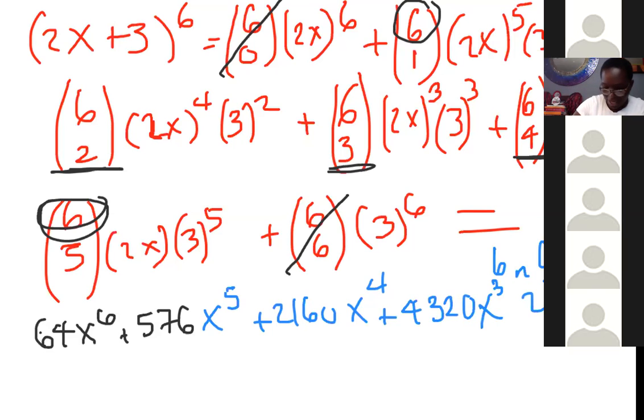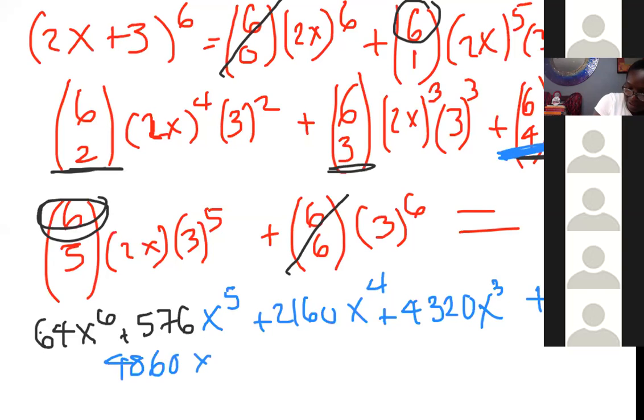Okay, guys, there's a total of 7 terms. We only have 3 more terms to go. All right, so here comes the next one. Rather than having to write it out, how about you guys do it? The 6 choose 4 times 2 squared times 3 to the 4th. And that one comes out to 4860. And then x to the 2nd.